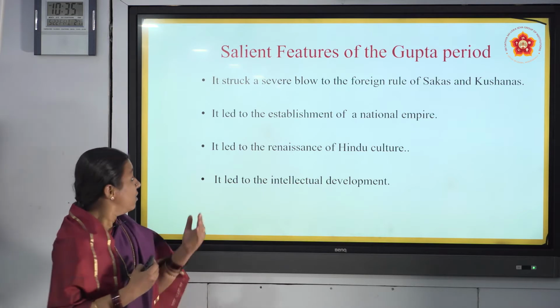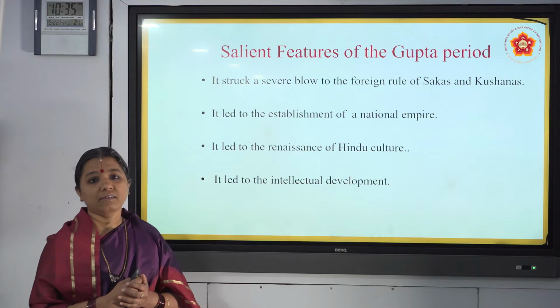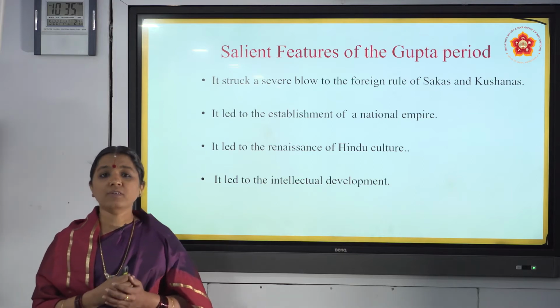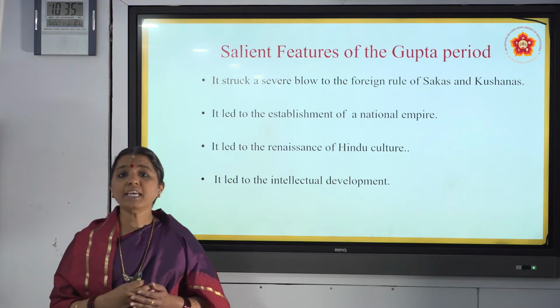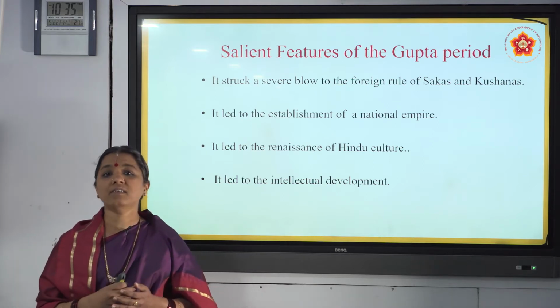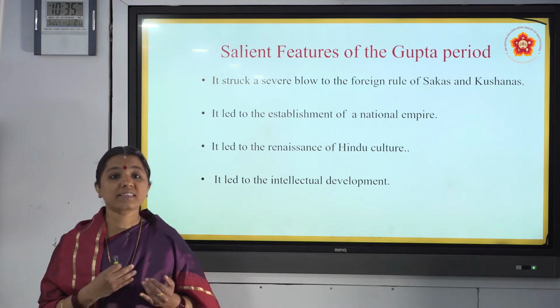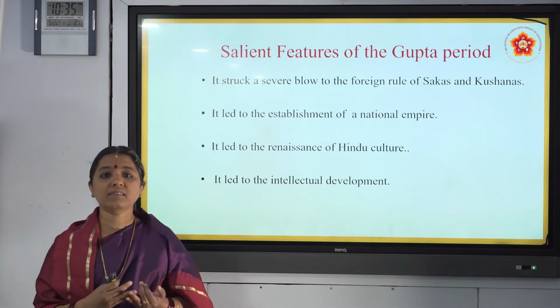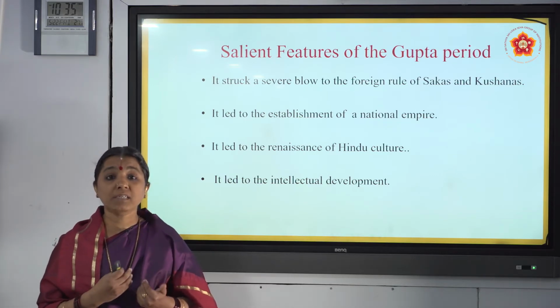And it led to intellectual development. Tremendous progress happened not only in the field of Hindu culture and spirituality, but also in the field of science, mathematics, astronomy, astrology, metallurgy, medicine, etc.